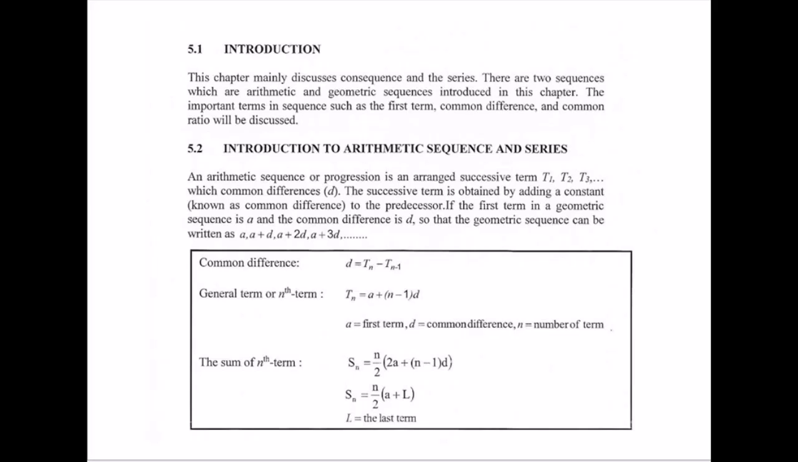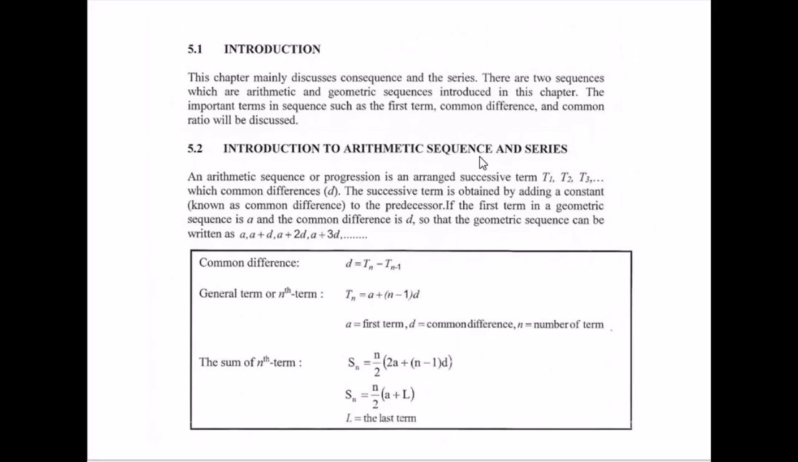This chapter mainly discusses sequences and series. There are two sequences introduced in this chapter, which are arithmetic and geometric sequence. The important terms in sequence such as the first term, common difference and common ratio will be discussed. So we will start with the first type of sequence, which is arithmetic.